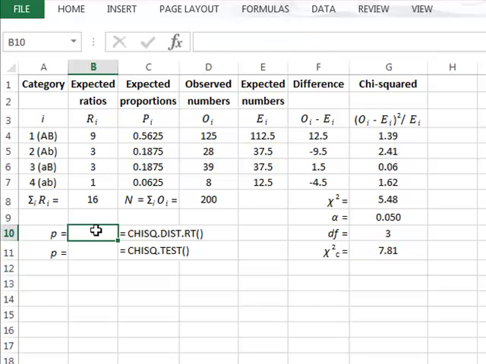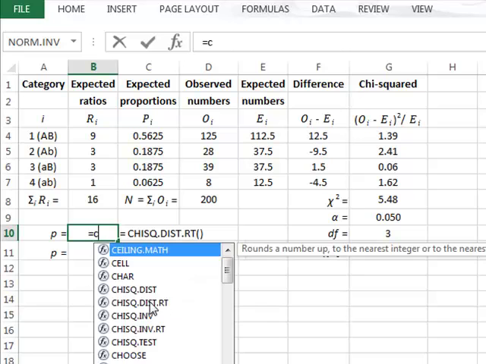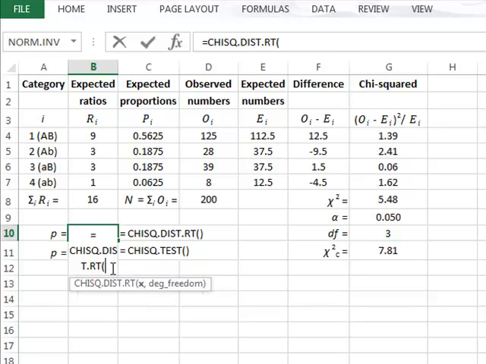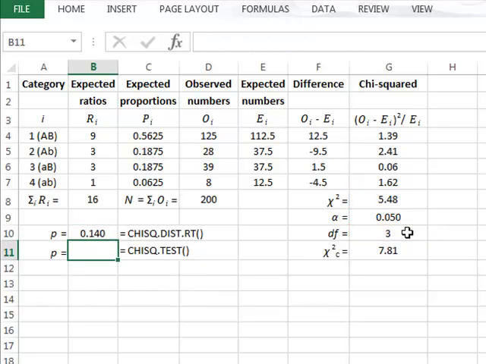We can also calculate this as a p-value, and we could use the chi-squared distribution function, CHISQ.DIST.RT, in which we have equals CHISQ.DIST.RT, and we have to put in the chi-squared value and then the number of degrees of freedom, enter, and we have a p-value of 0.140. And again, because this is greater than the significance value of 0.050, we do not reject the null hypothesis, giving us the same overall conclusion as before.